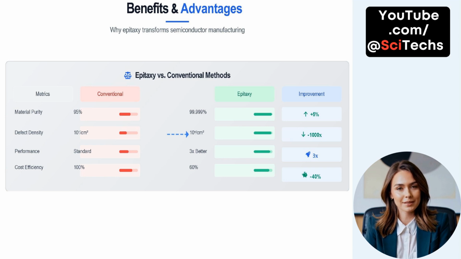In terms of performance, epitaxial layers provide a 3-fold improvement over standard materials, boosting energy efficiency, speed, and signal integrity in high-performance applications. Finally, cost efficiency may appear counterintuitive, dropping from 100% to 60%, but this reflects the upfront cost. Despite that, long-term cost reduction is realized through fewer defects, improved yields, and less rework. Altogether, epitaxy delivers superior purity, lower defect rates, enhanced performance, and improved lifetime cost efficiency over traditional manufacturing approaches.